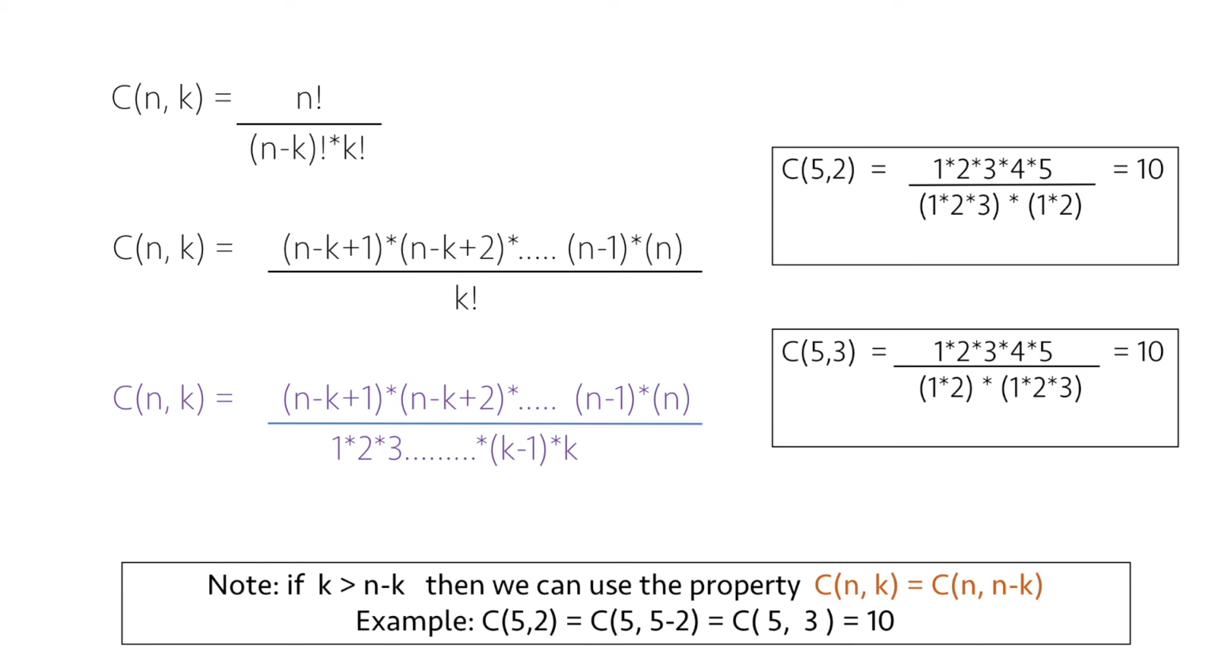Now the thing that I wanted to show by taking this example was, in C(5, 2), we were cancelling the first part in the denominator from the numerator, and when we use the property, we are cancelling out the second part in the denominator from the numerator. But in our formula, we are cancelling out the first part from the numerator. And thus, we can use this property as if the value of k is greater than n minus k, we can replace it with this to reduce the number of calculations that we need to perform.